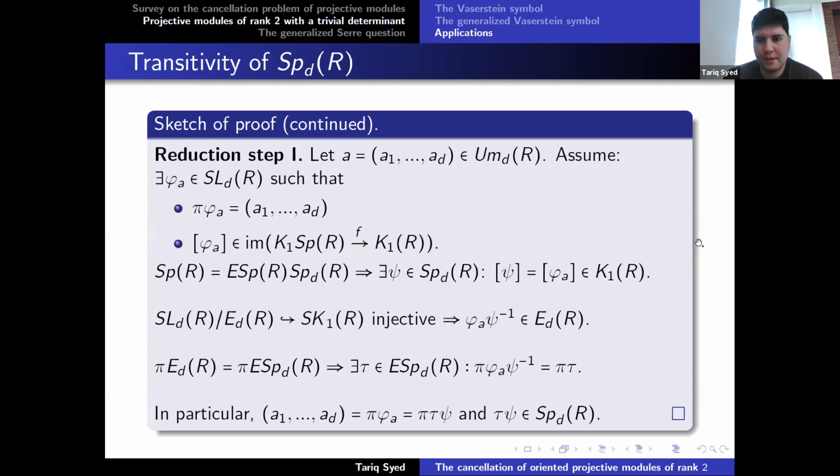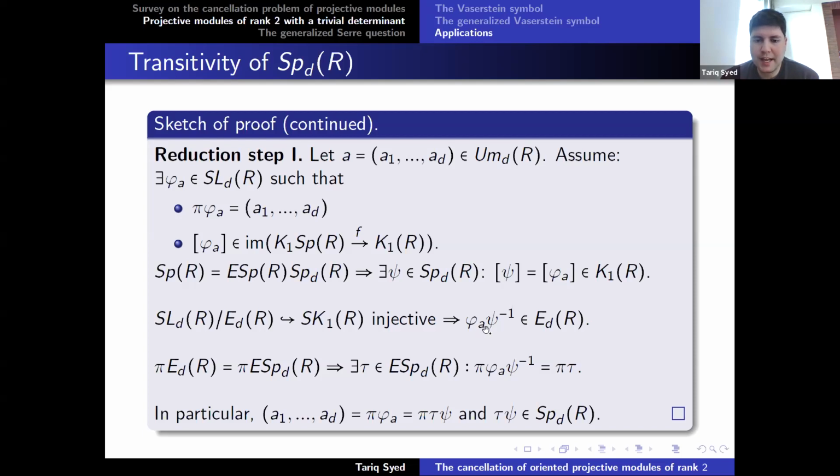And the idea is to somehow reduce it. So assume we have found phi A. A is a unimodular row, and phi A is a completion. And assume that phi A is in the image of the forgetful map from symplectic K1 to K1. That's just an assumption, reduction step number 1. Then we get by stability results that any matrix in SP is already generated by SP_D. That's just by dimension assumption. So phi A is actually equal to psi for some psi in SP_D in K1.